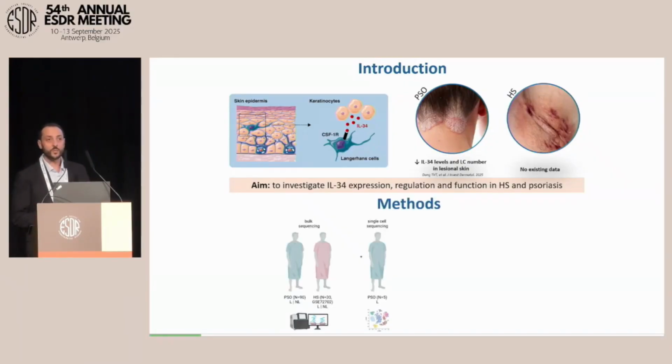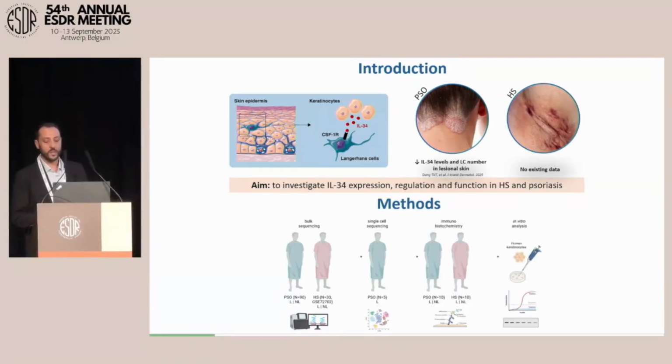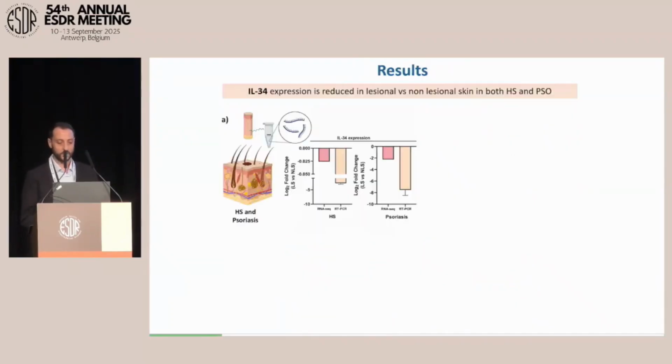To achieve this, we used lesional and non-lesional skin from psoriasis and HS. We performed bulk RNA-seq and single-cell RNA-seq, integrating this data with immunohistochemistry, while for functional validation in vitro, we used human keratinocytes, generating 2D and 3D models.